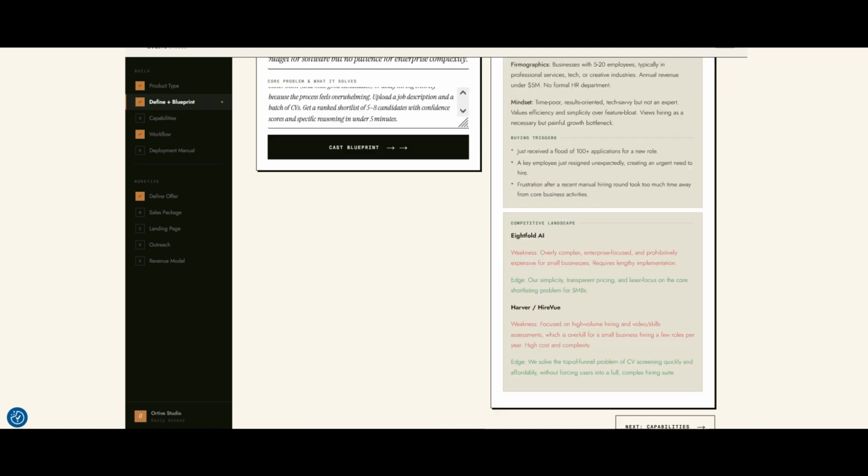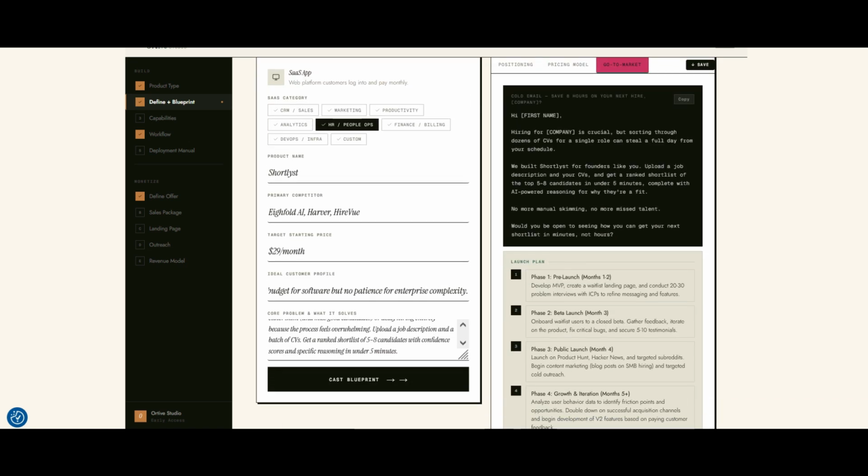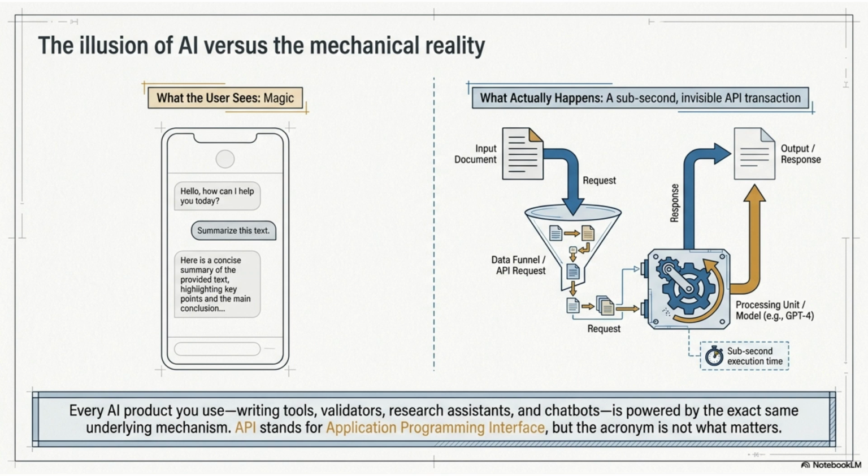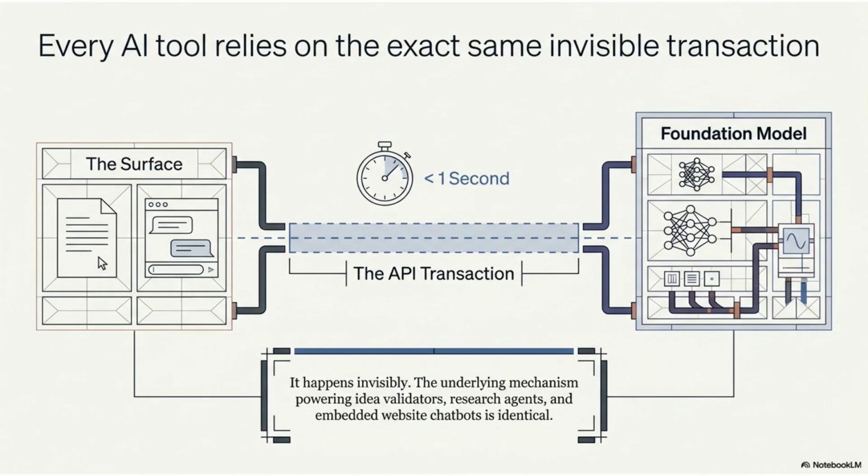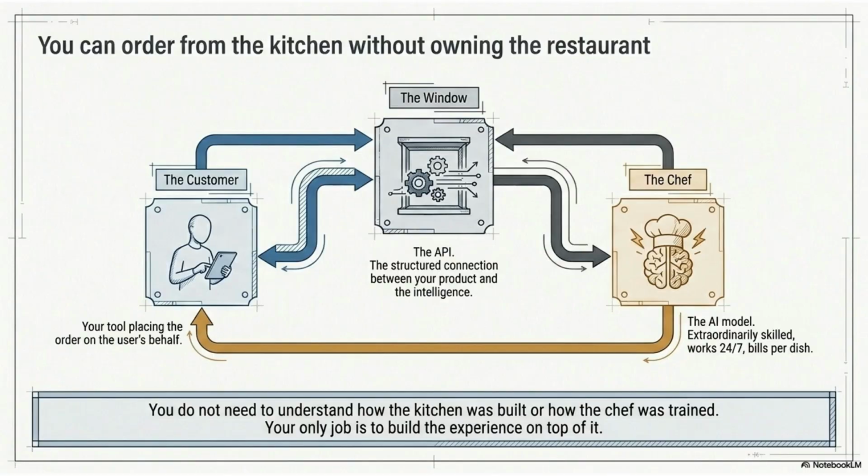Every AI product you have ever used, the writing tools, the idea validators, the research assistants, the agents, and the chatbots embedded in websites is powered by the same underlying API transaction. It happens invisibly and it takes less than a second. API stands for Application Programming Interface.